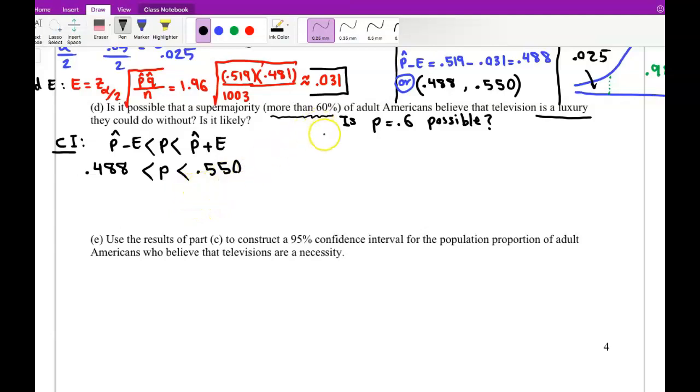And then answer this question: can we have this population proportion equal to 60%? See, here I have 55%, and here is 48, 49%. So it's very close to that. So we can answer yes. So it's possible.